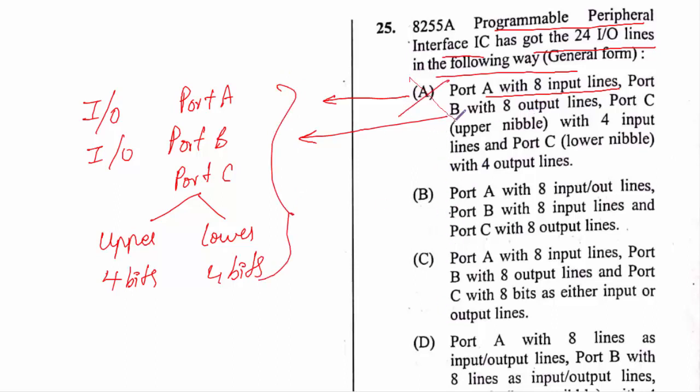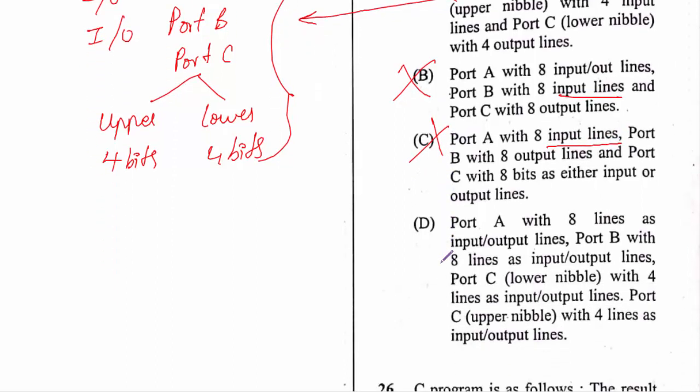So the first option can't be. The second option is port B with 8 input lines, so option B also can't be. Port A with 8 input lines, so option C also can't be. The fourth option is port A with 8 lines as input output, yes. Port B with 8 lines as input output, yes.